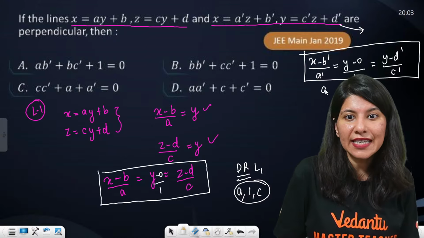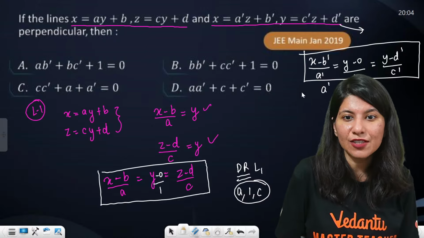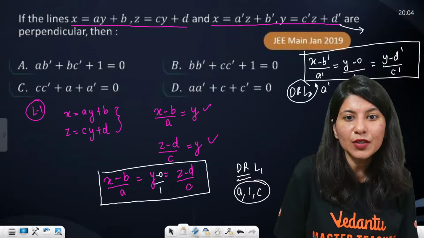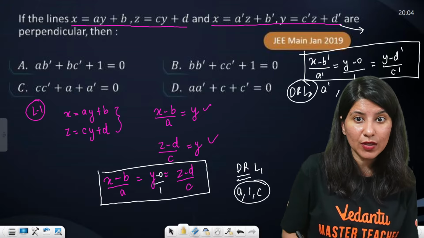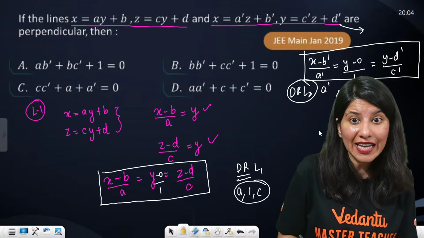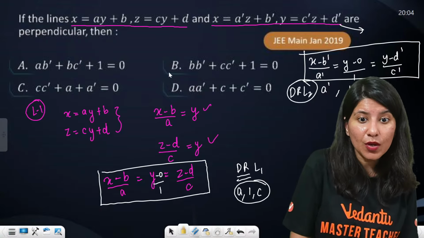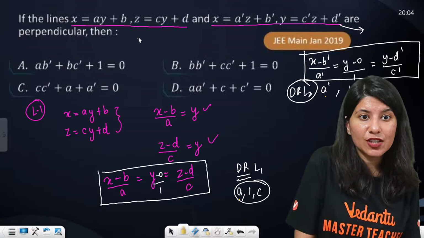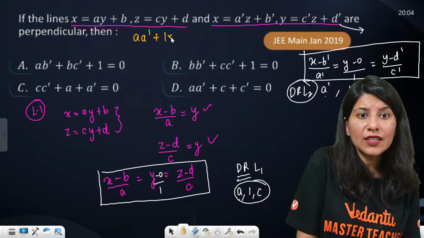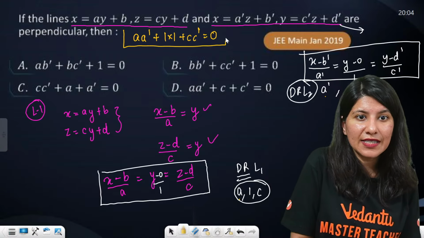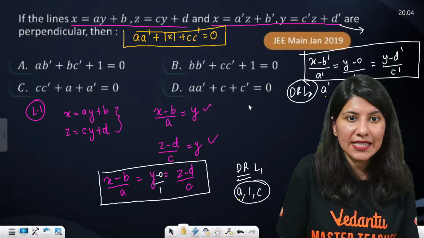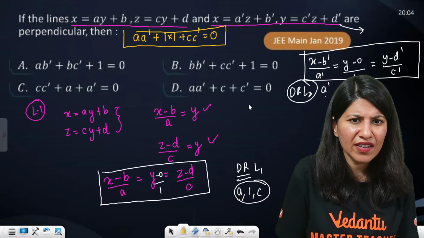So now this is a dash comma 1 comma c dash. These are the direction ratios of line number 2. Now as per the question, both are perpendicular. So that means the dot product between the direction ratios will be equal to 0. So a a dash plus 1 into 1 plus c c dash equals 0. So this is your answer, a a dash plus c c dash. Where is the answer?